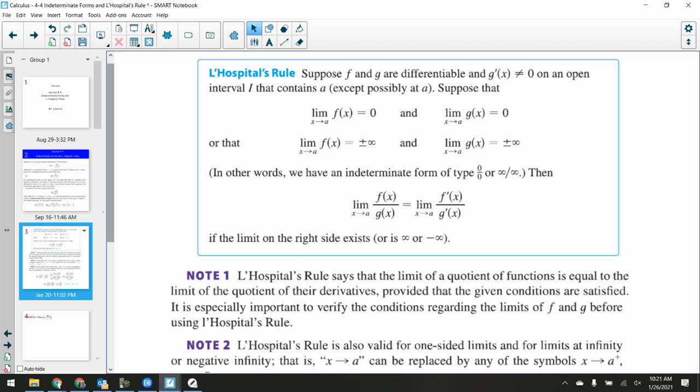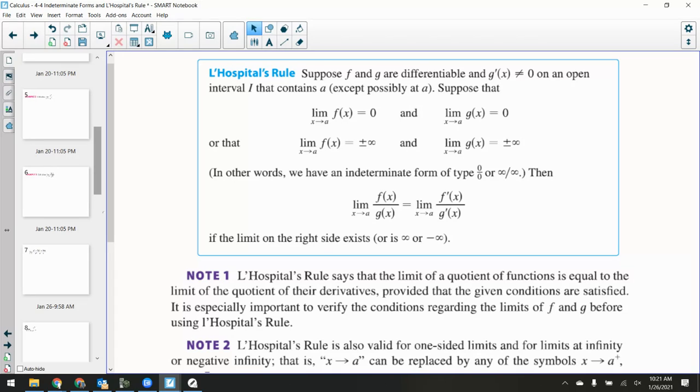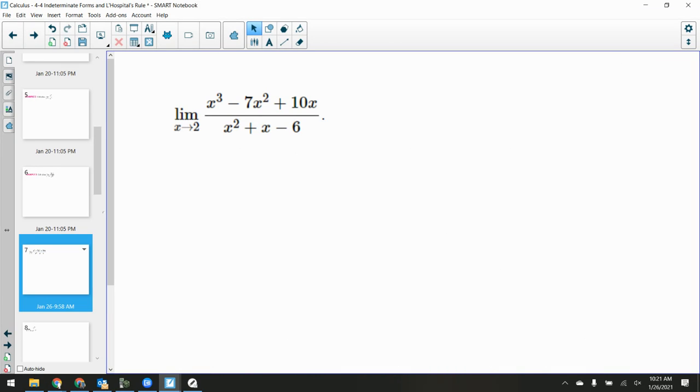All right, so let's get to an example here. If you print out the notes, I screen captured a new one in. Let's do this one, shall we? It's very similar to the one that we captured in yesterday.